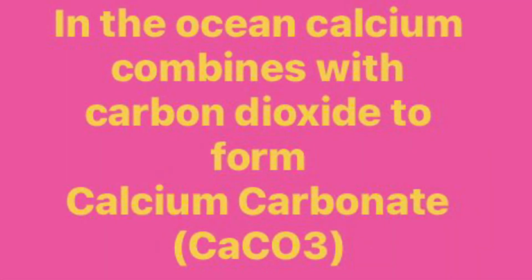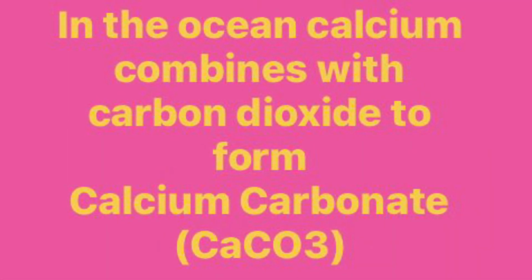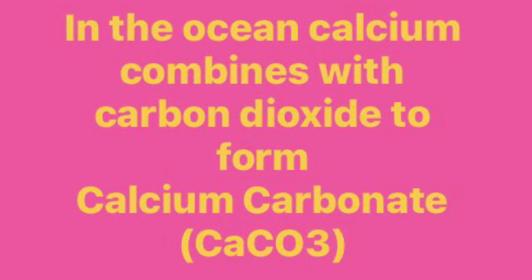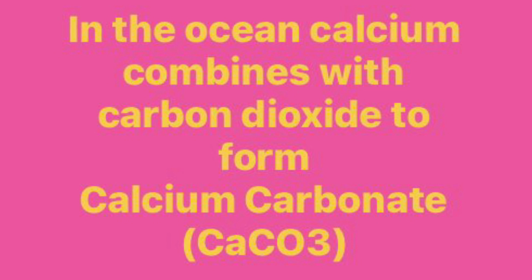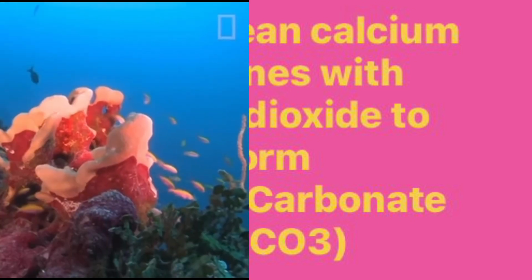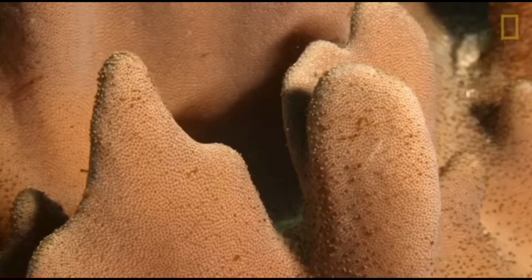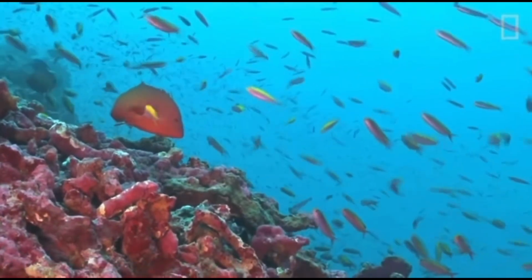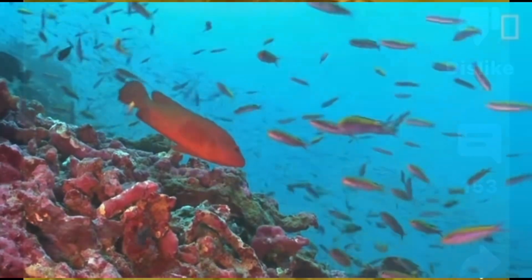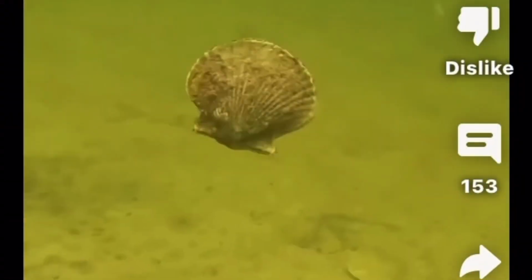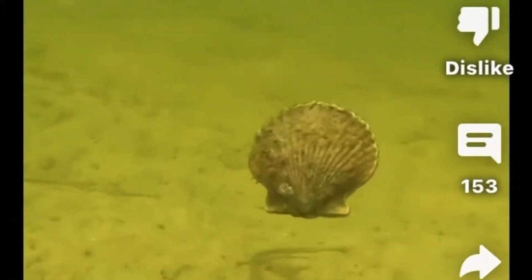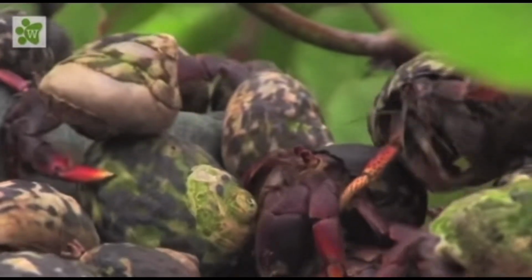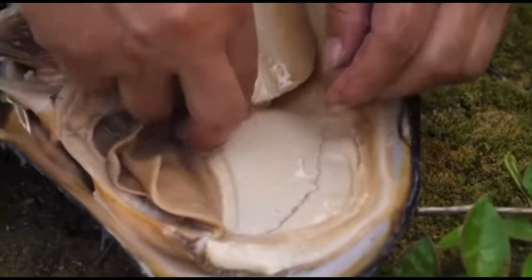And it is in the oceans that dissolved calcium from volcanoes combines with carbon dioxide to form calcium carbonate, or calcite. Many sea creatures pick up that dissolved calcite and incorporate it into their structures, like corals and scallops and other shell creatures, not to mention the shells of crabs and clams.